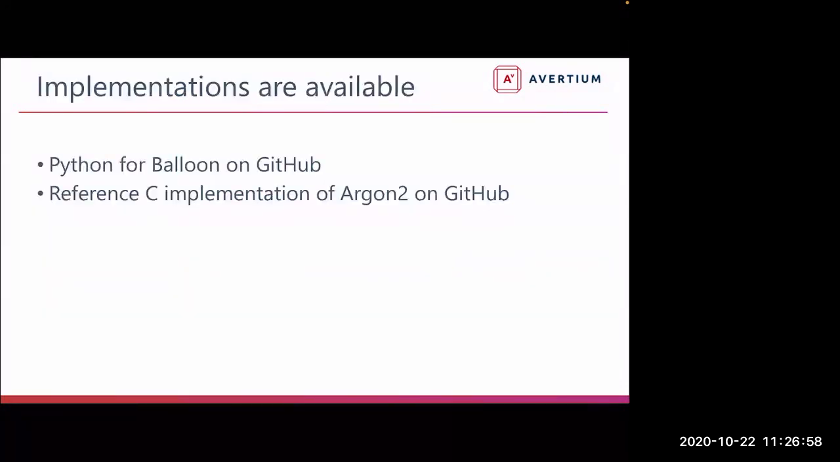So we come down to reality. There are implementations available. You can find a Python for Balloon on GitHub, but Stanford's very clear in saying, hey, this is for research only. Don't go out there and deploy this and then later try to sue us because it turns out to be broken or something. And then there's a reference C implementation of Argon2 on GitHub. And you can go out and find a few other things too.